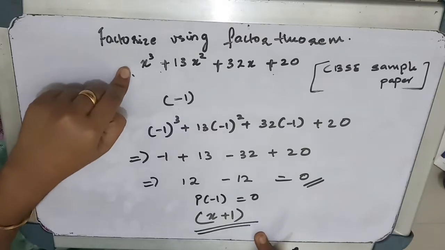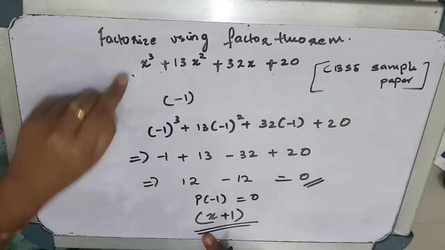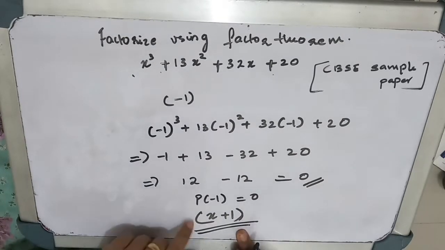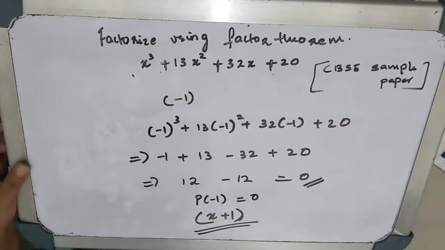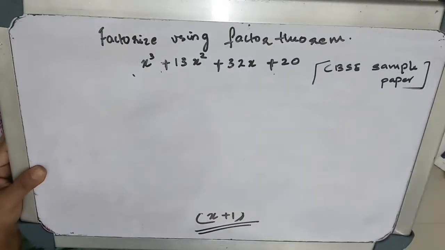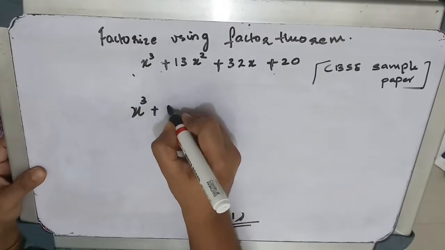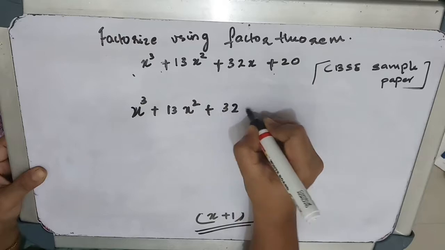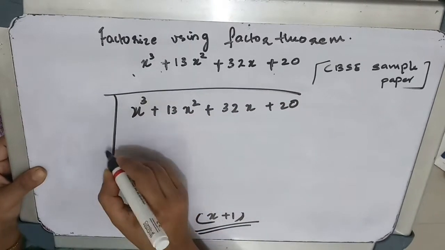We know that a cubic polynomial will have at most 3 factors. Now we know that this is a factor. Now we'll do long division with this factor and we'll obtain the remaining factors. So let us divide the polynomial by x plus 1 by the long division method. We are going to divide the expression with the obtained factor.